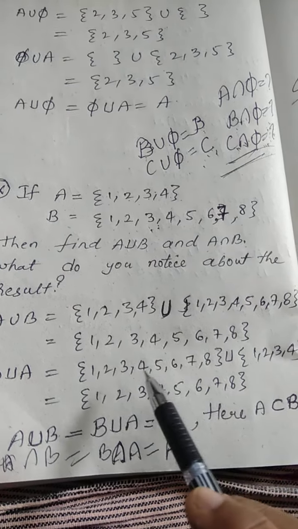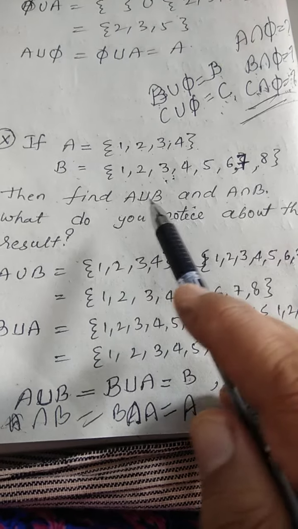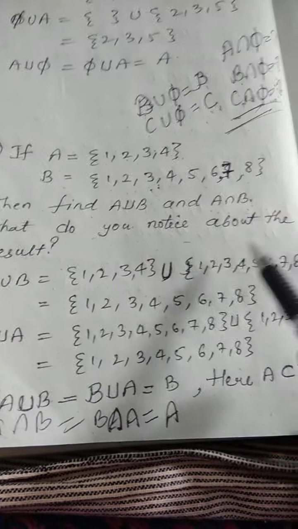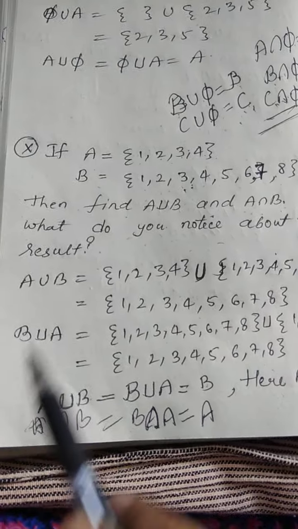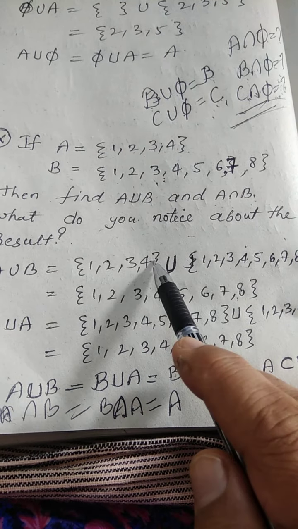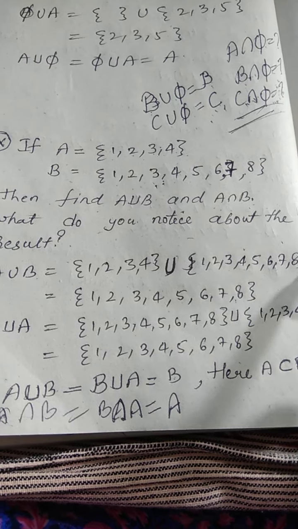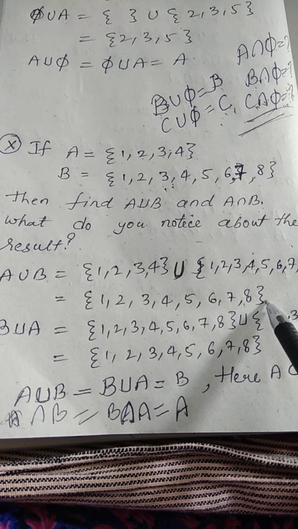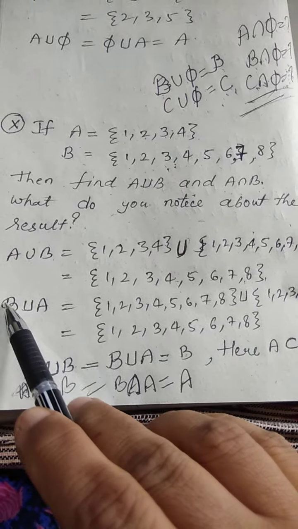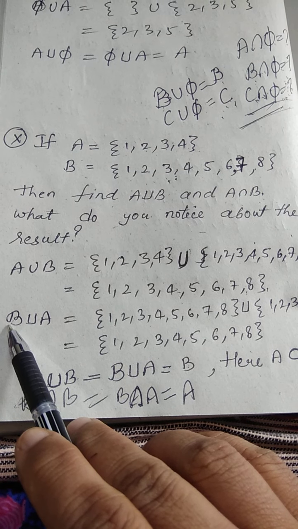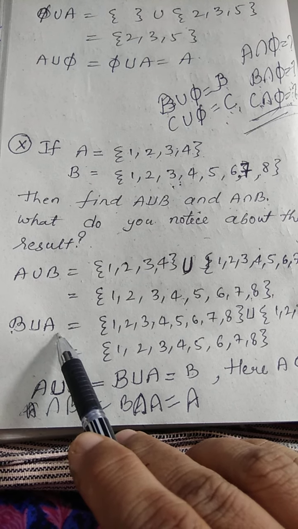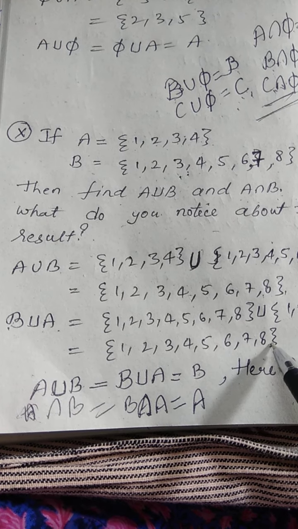What do we have to do in this question? Find A union B and A intersection B. A union B means combine them. First write A, then put the union sign, then write B. Now combine them. So we get 1, 2, 3, 4, 5, 6, 7, 8. B union A will also be the same.